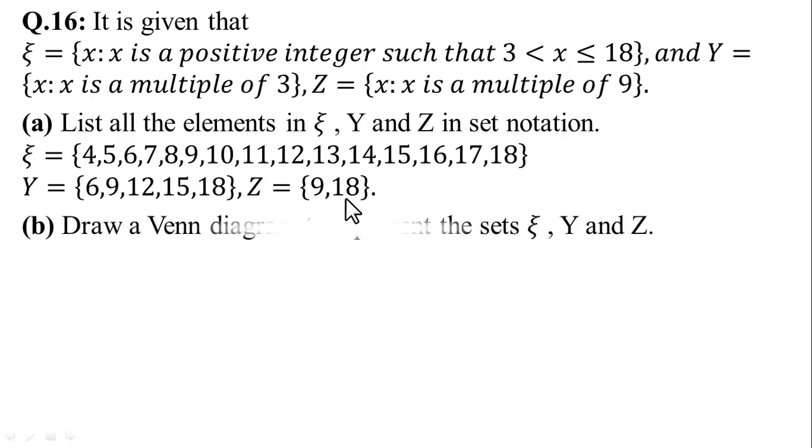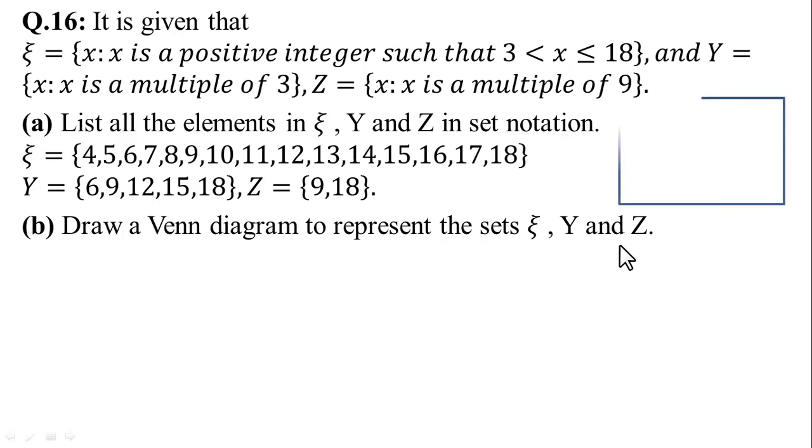In the second part, B part, draw the Venn diagram to represent the universal set, Y and Z. First of all, the universal set. Now draw the elements of Z, 9 and 18, and now draw the elements of Y, 6, 9, 12, 15 and 18. So in this diagram we can see that all elements of Z belong to Y.